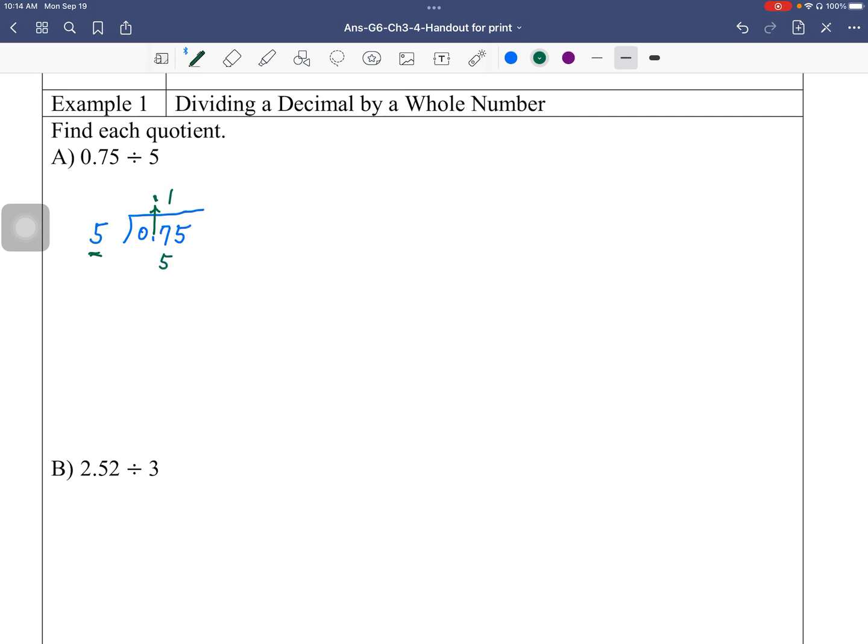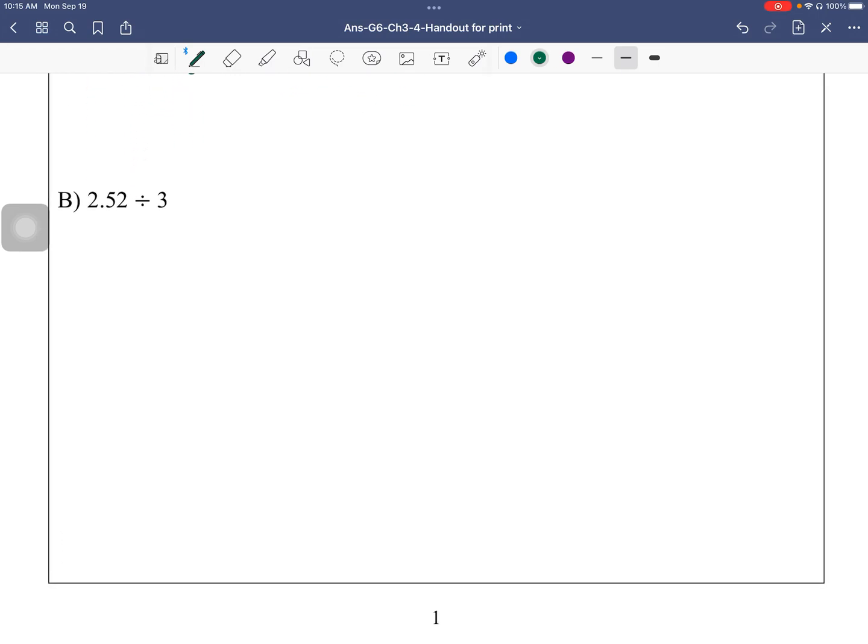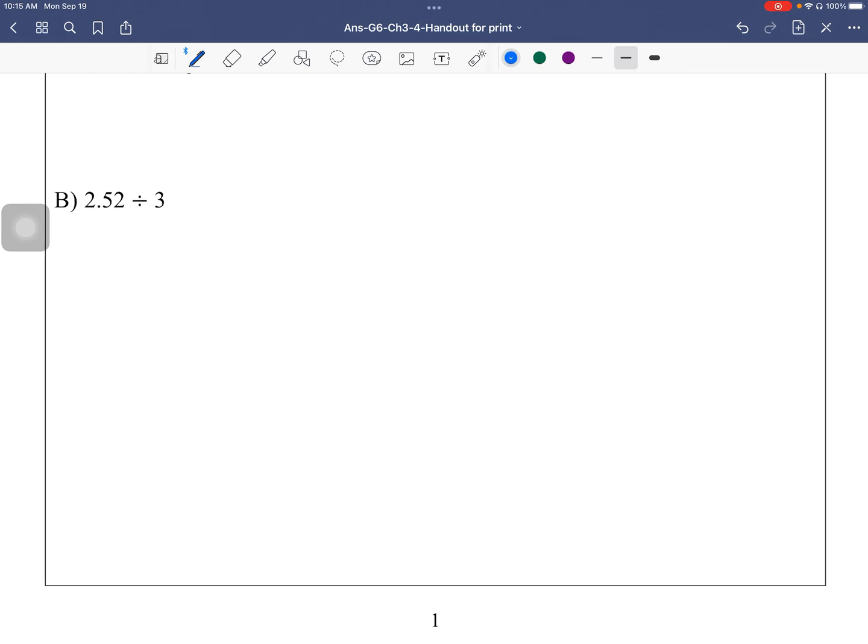So 5 into 7 is 1, 5 times 5 is 25. So the answer is 0.15. Later on, I have 2.52 divided by 3. Then I move the decimal point right on top. And then as if I am doing the division for the whole number.